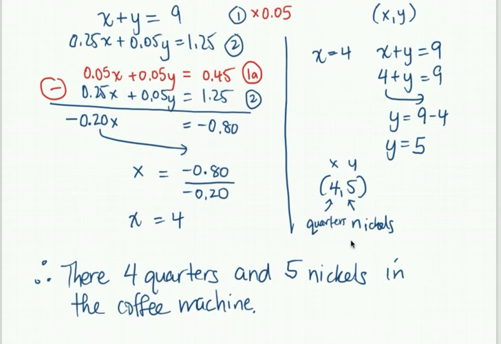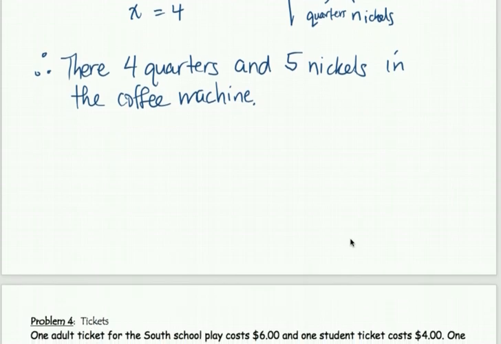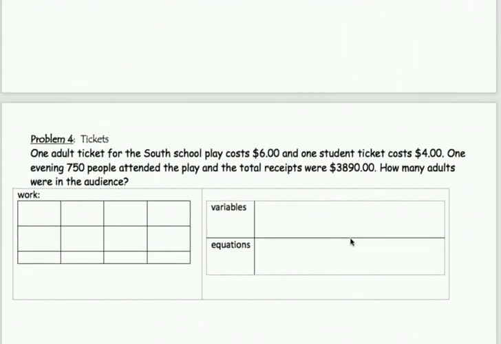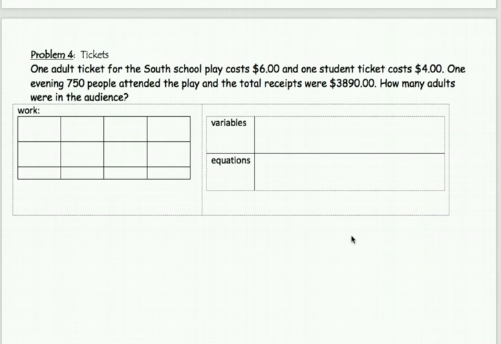All right, so hopefully that wasn't too bad. Getting a good review in for elimination and substitution, and also getting really strong at these word problems now. All right, next one, tickets. So again, it seemed like you guys had a good, easy time with these money ones, so that's good. So we have some adult tickets, and we have some student tickets.